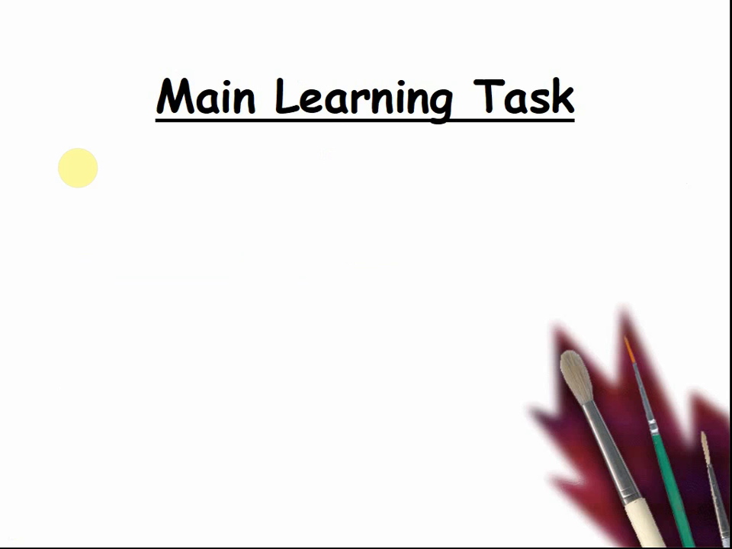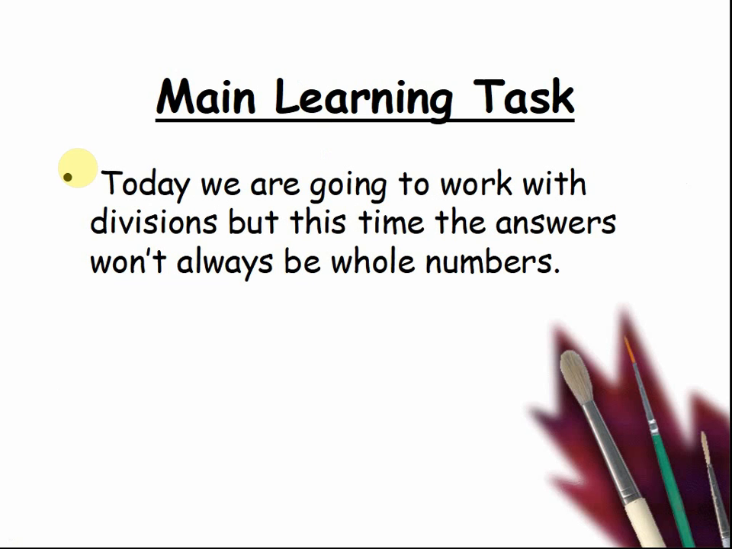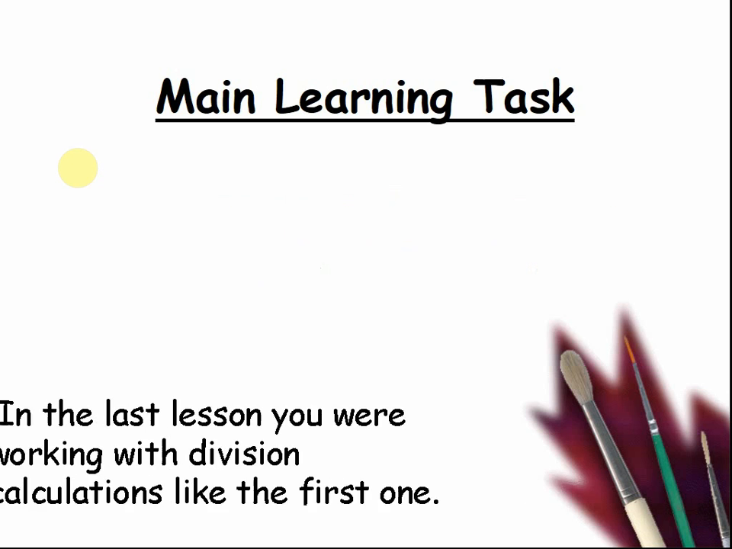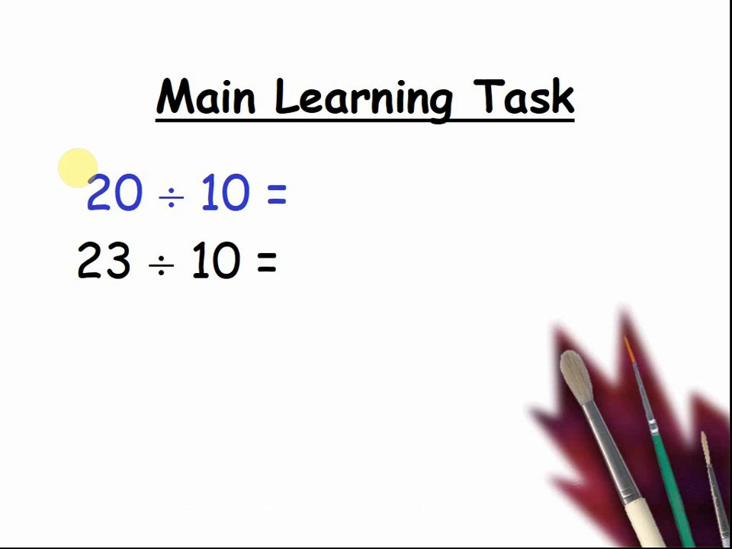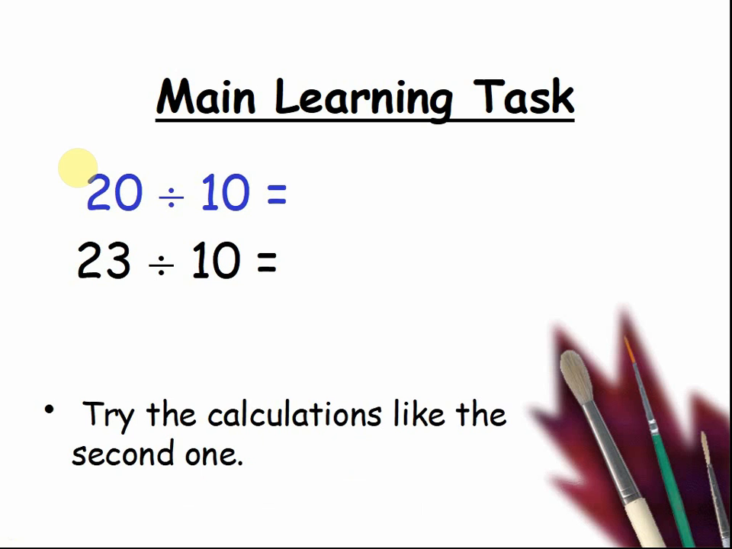The main learning task. Today we're going to work with divisions, but this time the answers won't always be whole numbers. In the last lesson, you were looking at division calculations like the first one. And now we're looking at one like the second. Can anyone work out how they might want to solve this? Pause the video and try to work it out. 12 calculations like the second one.